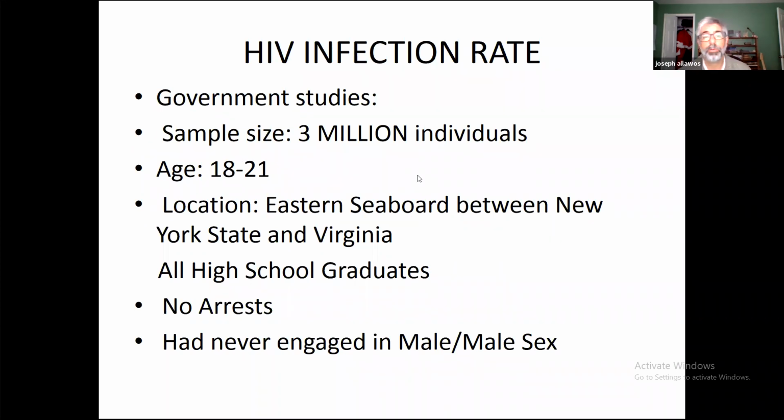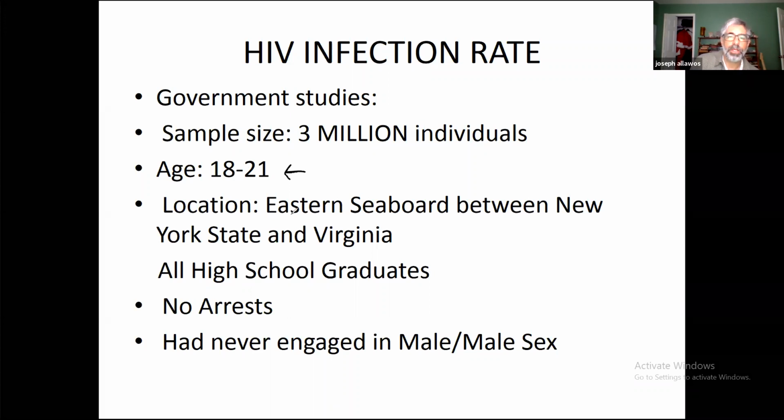In terms of infection rates, this study is somewhat dated, but I think it still applies. The government, specifically the US military, was very curious about infection rates among likely candidates entering the military. They had a huge sample size of 3 million individuals. Now you could imagine, that's a big sample. These individuals were all between the ages of 18 and 21, the most likely ages to enter military service. They all lived on the eastern seaboard between New York State and Virginia.